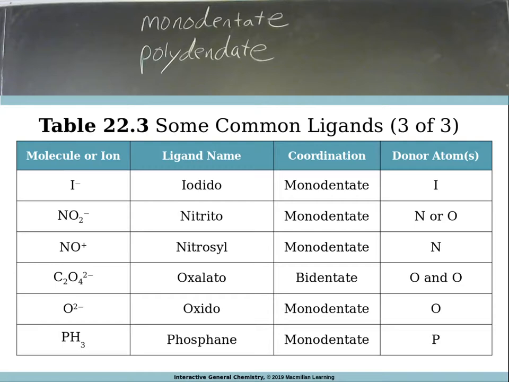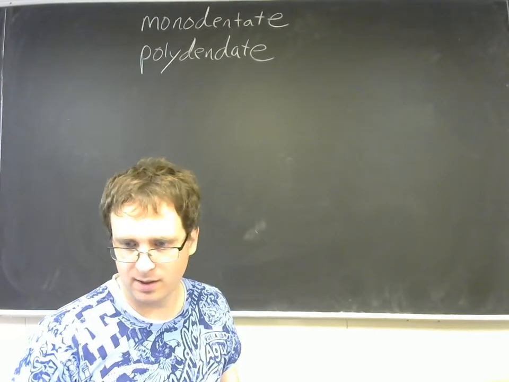Anyway, here are a few more. The oxalate ion becomes oxalato, which sounds like some sort of Italian dessert item. There are a couple more there that are bidentate. The nitrito is monodentate, but it could bond either through the nitrogen or the oxygen, but not through both at once. We'll deal with that tomorrow a little bit. So let me skip ahead a little bit.